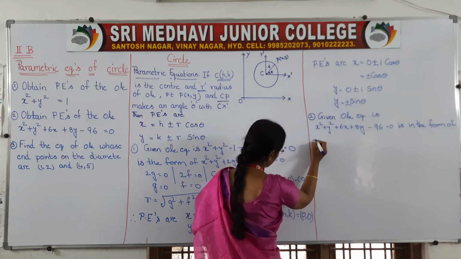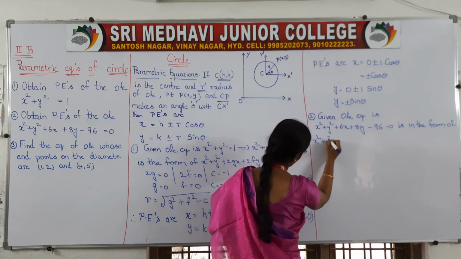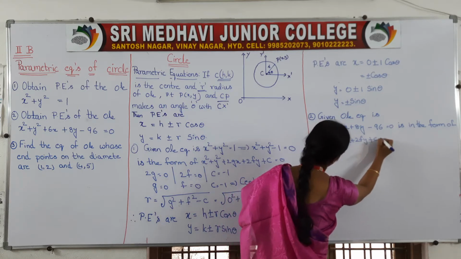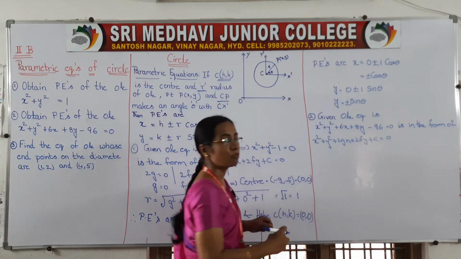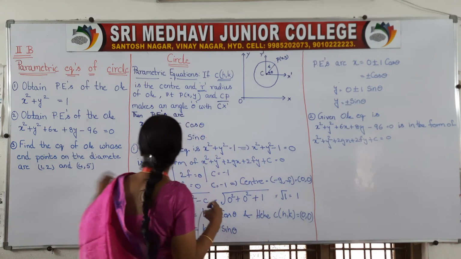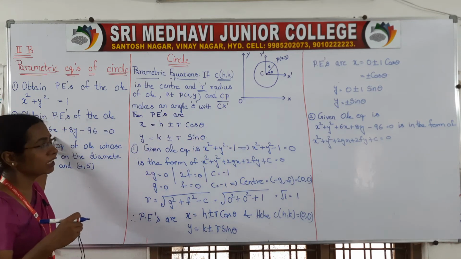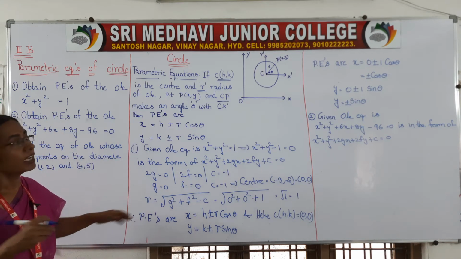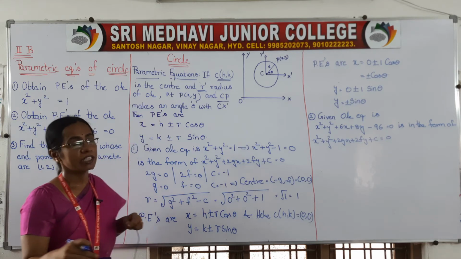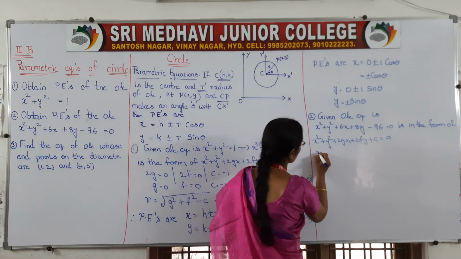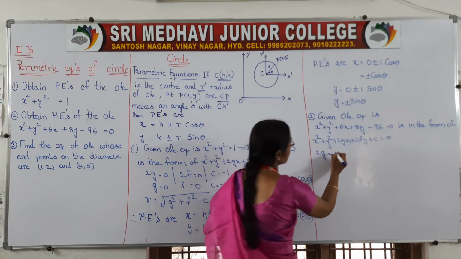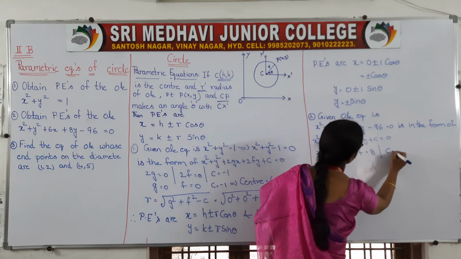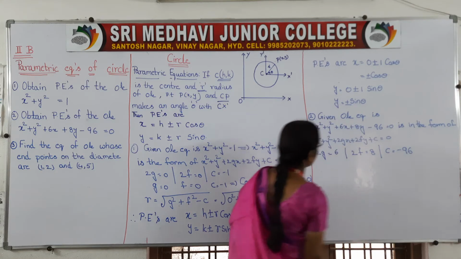General form: x square plus y square plus 2gx plus 2fy plus c is equal to 0. Compare and find out the center and radius. Why? Again, the question is to obtain the parametric equations. Whenever we need parametric equations, we need the center and radius. Center should be equated to h comma k. So 2g is equal to 6, 2f is equal to 8 and c is equal to minus 96.